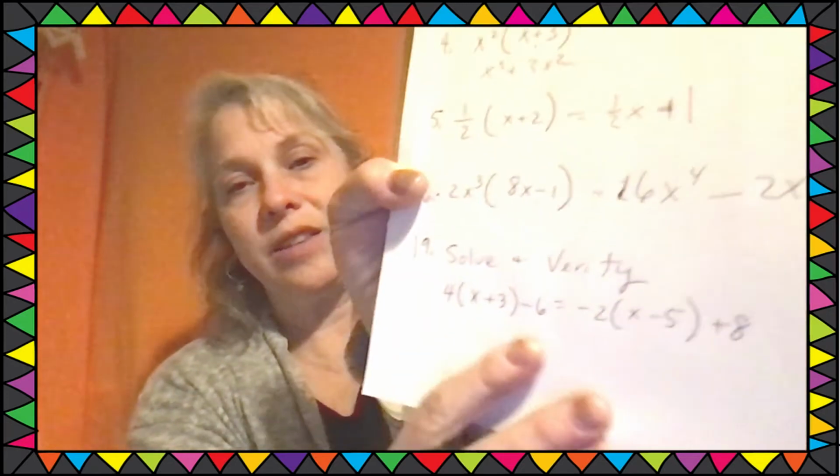Okay, solve and verify. So here we have x's here and whole numbers. So we're going to come out with x equals something. So the first thing we're going to do is distribute 4x. 4x plus 12 and then minus 6. The 6 is outside the parentheses, so we don't put that in there. Negative 2 times x is negative 2x plus 10 and then plus 8.